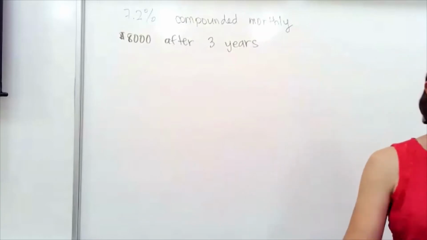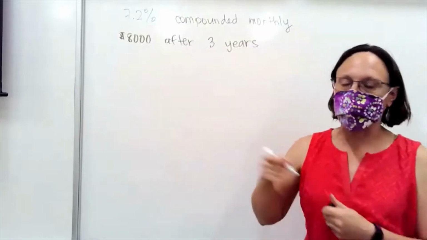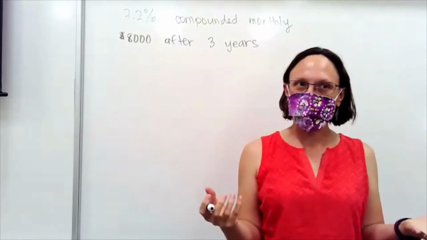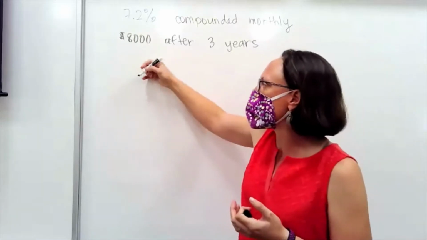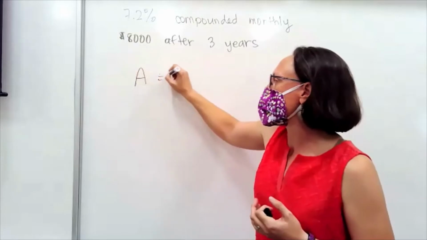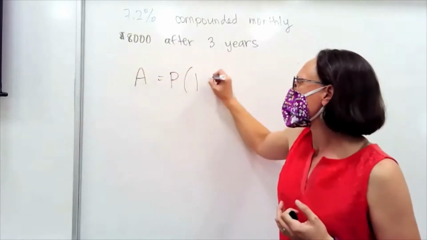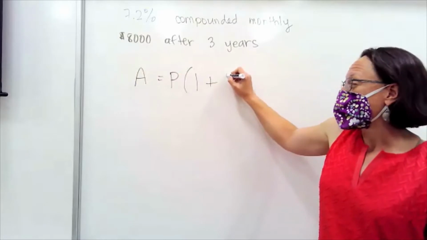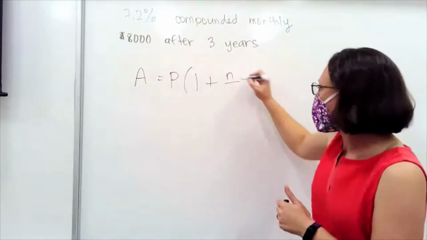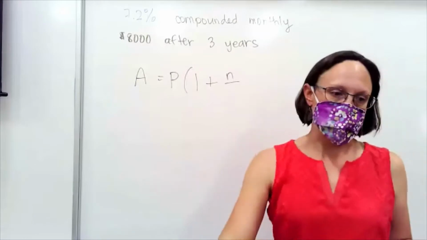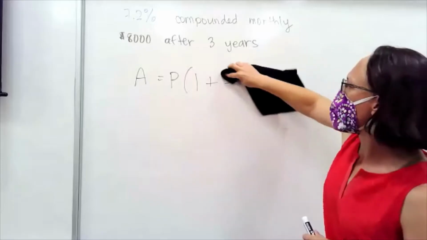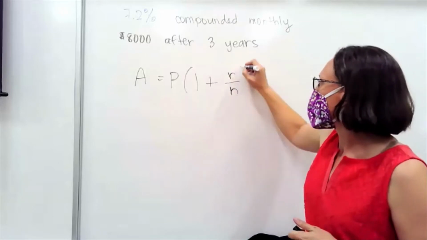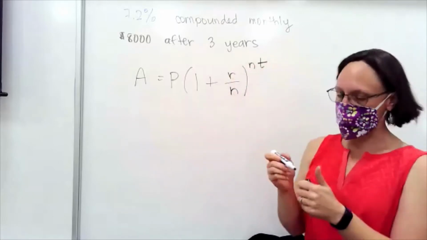So in terms of our formula for compound interest, we can have different letters put on this, but one of the standard ones is that we write this as A equals P times (1 plus R over N) to the N times T. That's an R, I swear. I wrote an N, but it's an R.